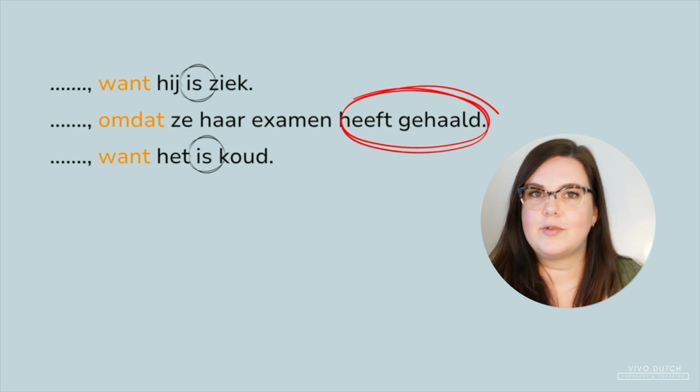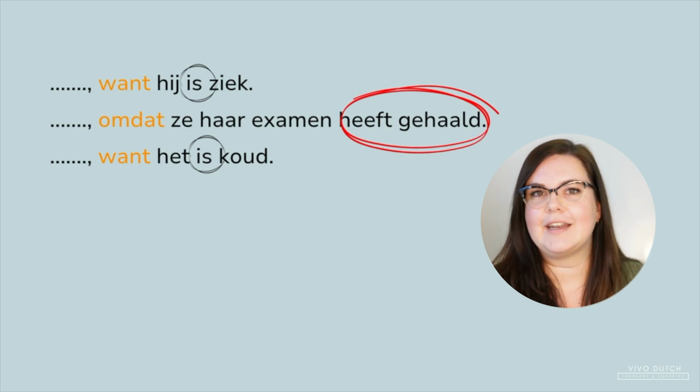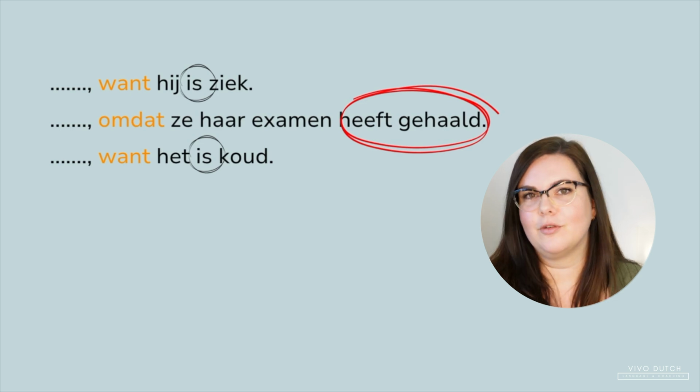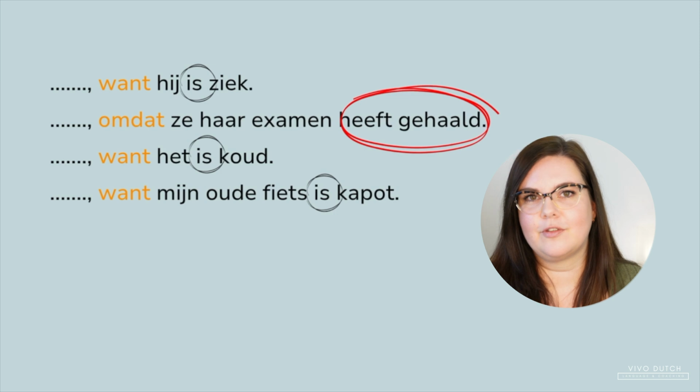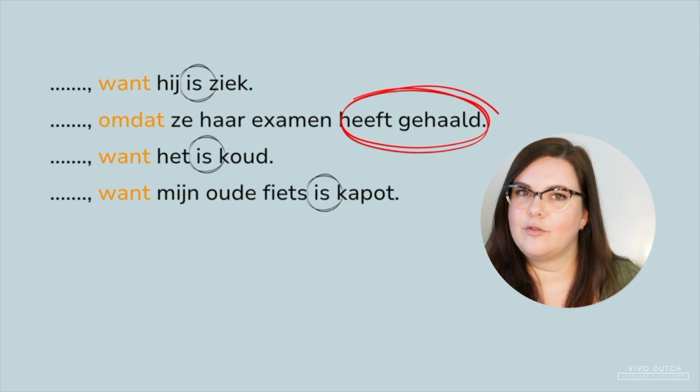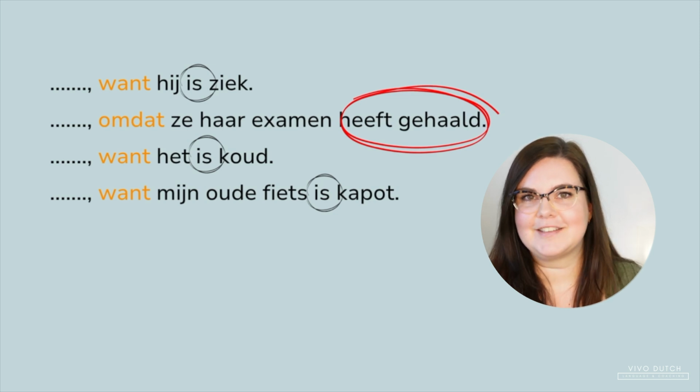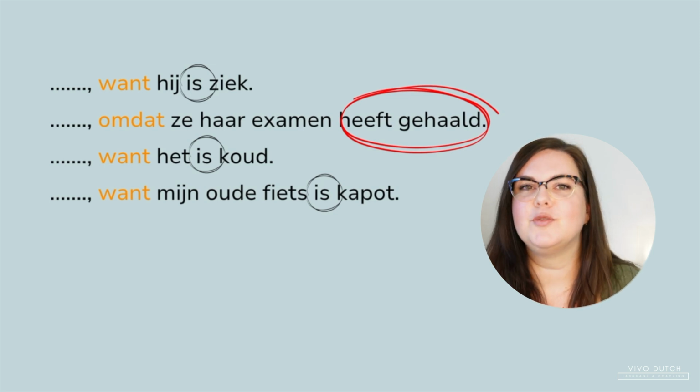Want het is koud. Subject, verb, rest. This is normal structure, that is why we use want. And number 4, want mijn oude fiets is kapot. Mijn oude fiets is subject, is verb, kapot, rest. That is normal structure and that is why we use want.